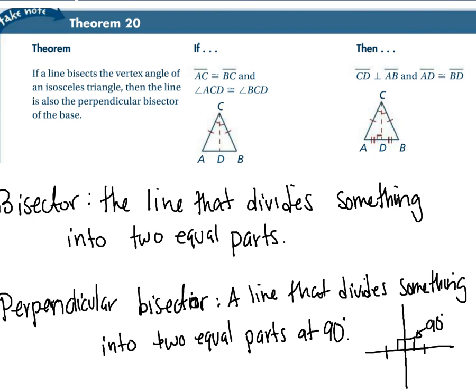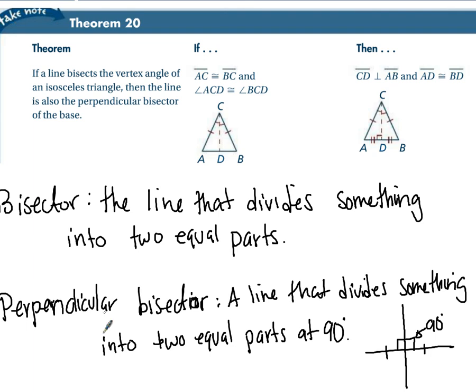So back to our theorem, if I have a bisector for the vertex angle, then, so we get two equal angles or two congruent angles. If that's true, then on my base, so AB in this case, AD is congruent to DB, and angle CDA and CDB are right angles. So we get two right triangles.